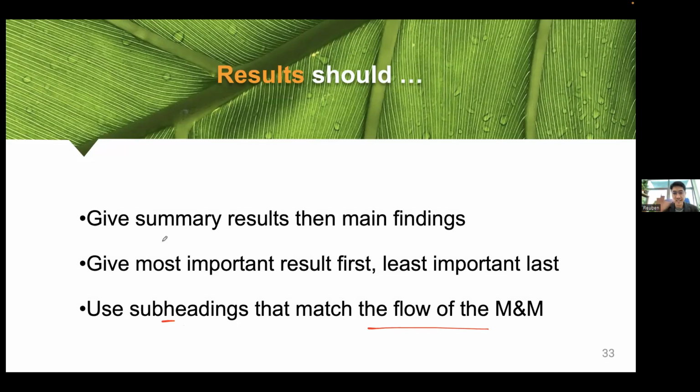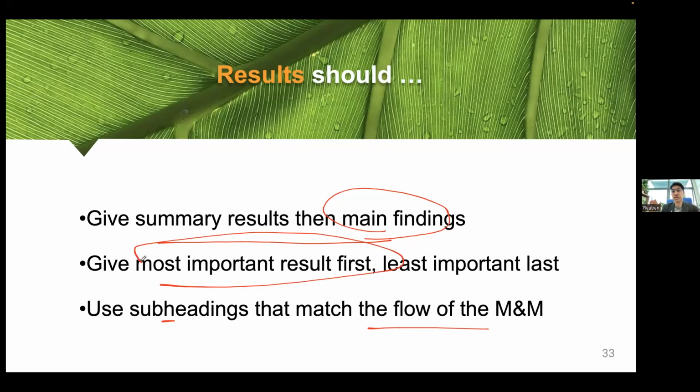the first few sentences of your results should contain one or two summary sentences that summarize the results. And then you talk about the main findings. I'll show you an example later. So results should have this summary sentence and then your main results with your graphs and tables.